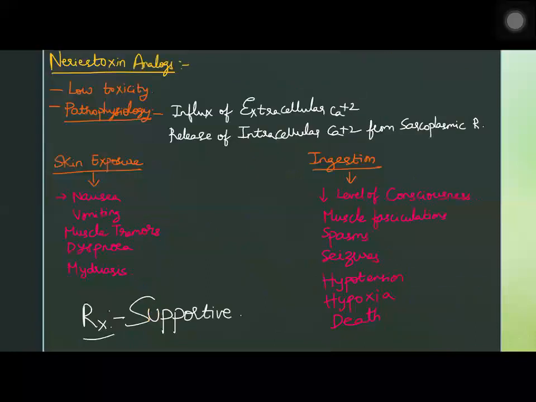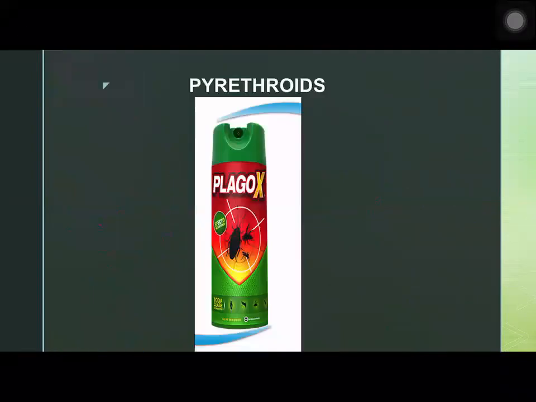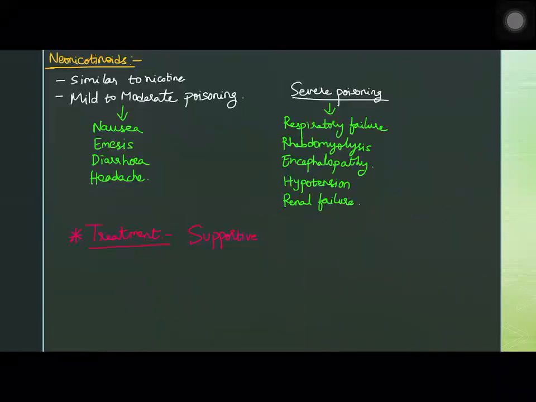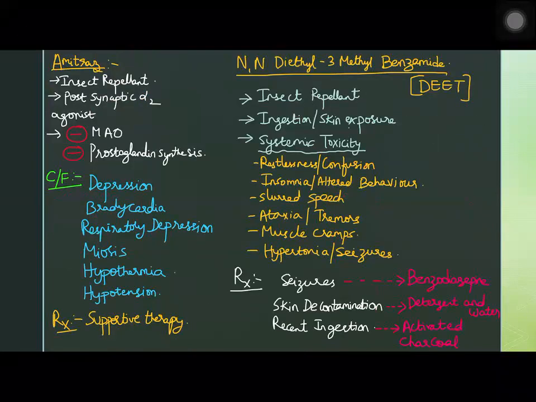So until now, we have discussed that for carbamates and organophosphorus poisons, we cannot use gastric lavage and activated charcoal. We can use them for pyrethroids, for nereistoxin analogs, for neonicotinoids, and organochlorines also we can use. So only for carbamates and organophosphorus compounds, we cannot use activated charcoal and gastric lavage.